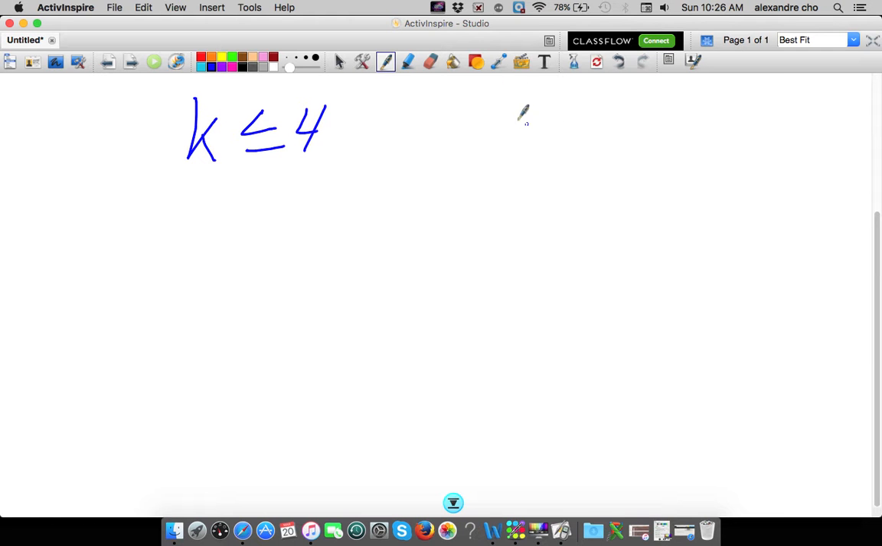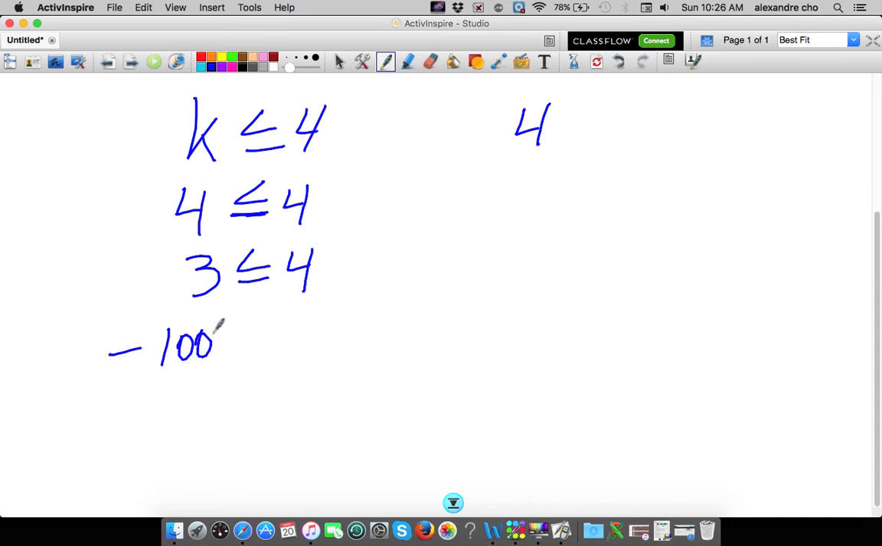So possible solutions. Would 4 work? If you substitute, would that be a true statement? Is 4 less than or equal to 4? It's not less, but it's definitely equal. Would 3 work? Let's see. Is 3 less than 4? Yes, it is. How about negative 1,000? Will that work? Yes, it would, because it's definitely less than 4.